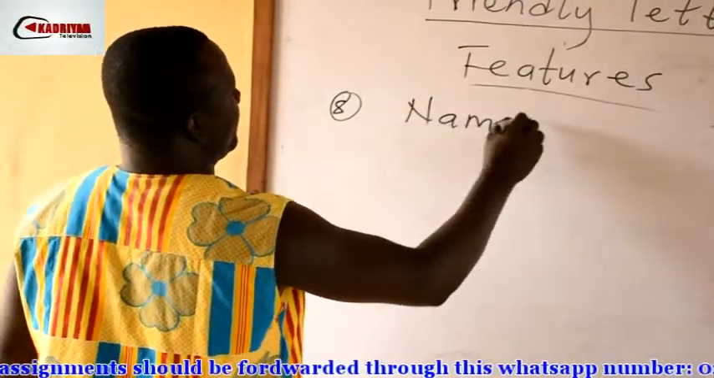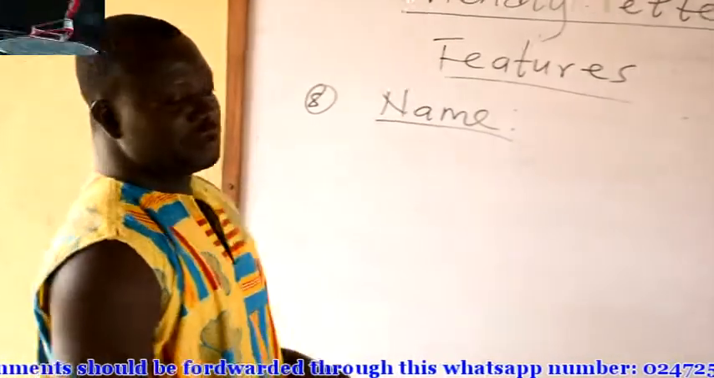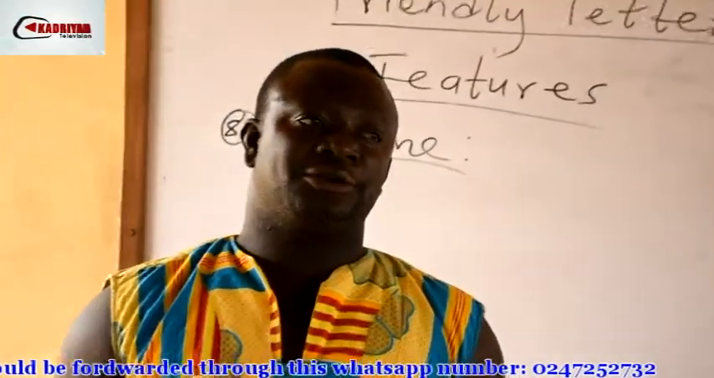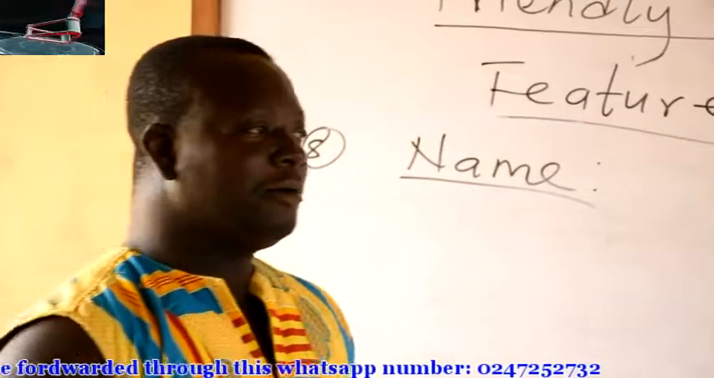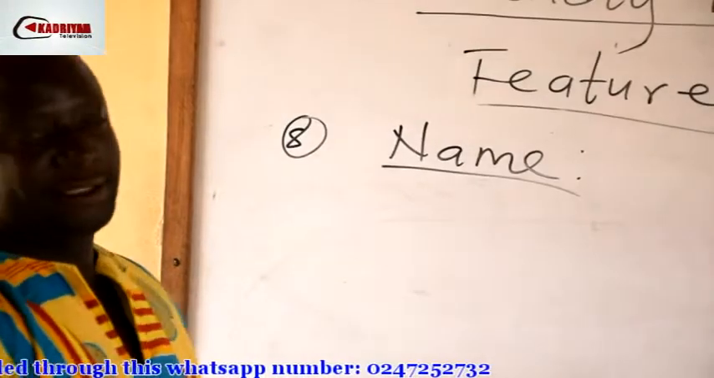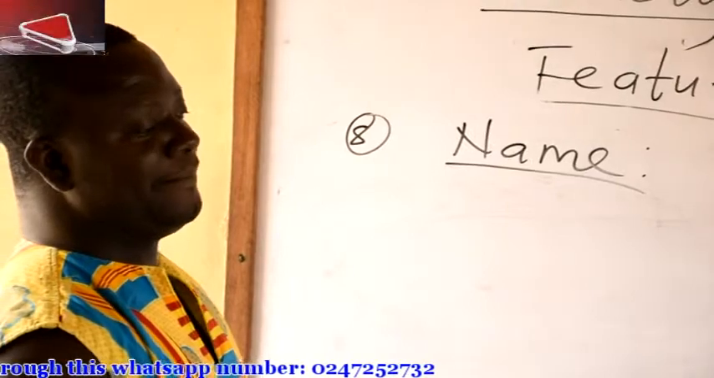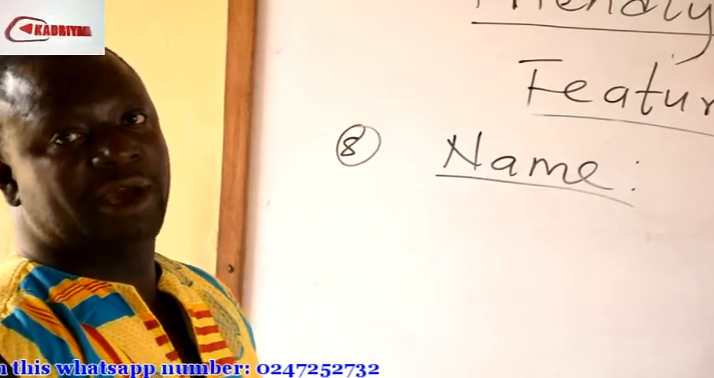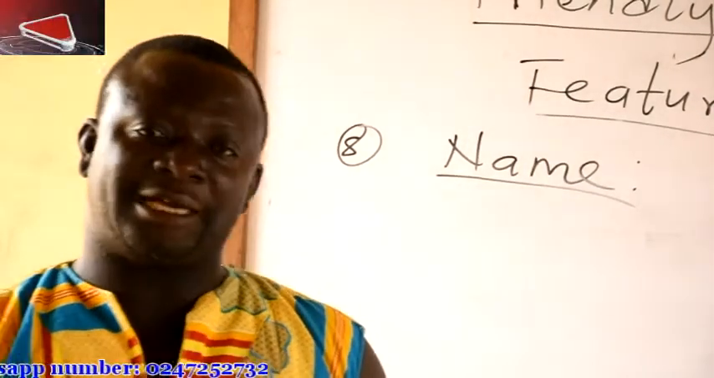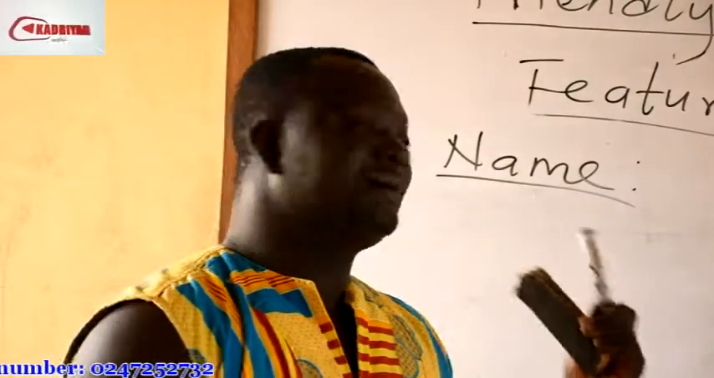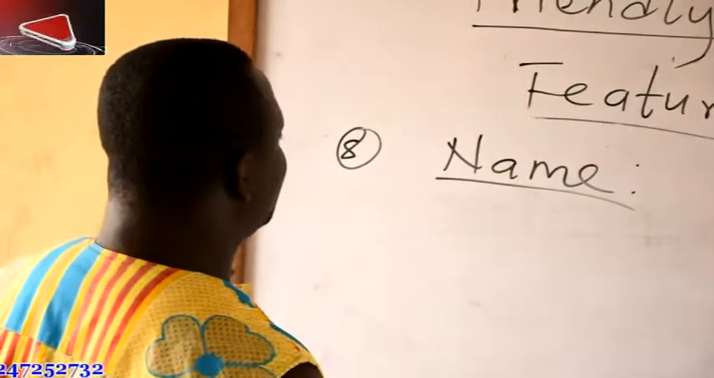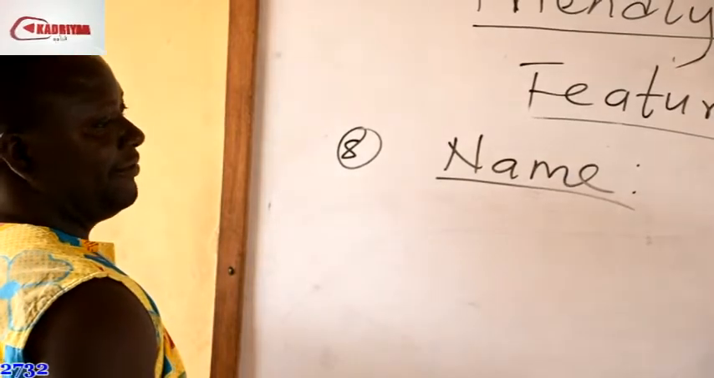Name. Please, when you are writing a letter to your friend, you only write your first name or your last name. You don't write your full name, please. If it is an official letter, that one you can use. You have to write your full name. Not you can, you have to write your full name. But in a friendly letter, you have to write mostly your first name. Your first name.